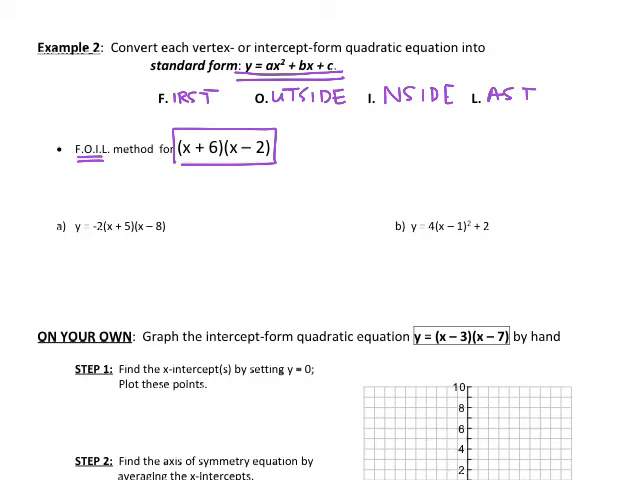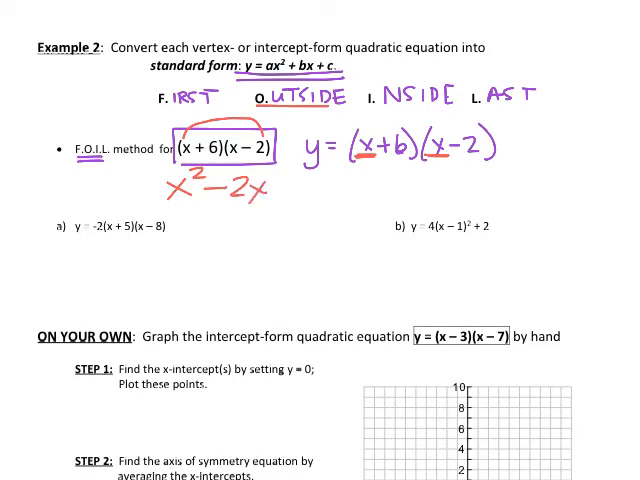So looking at this one, and really it should say y equals x plus 6 and x minus 2 here. So I'm going to take my first values, multiply them together. X times x is x squared. And then I'm going to do the outside. The outside would be the x and the negative 2. And that would just be negative 2x.